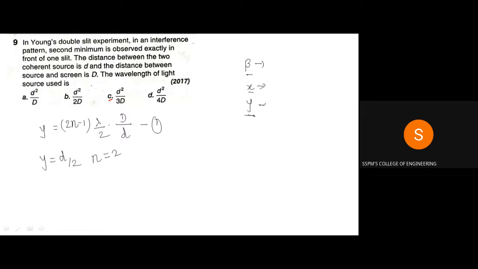Here it says second minimum. Which minimum? Second, means for n equals to 2. In Young's double slit experiment, in an interference pattern, the second minimum is observed exactly in front of one slit. The separation between the two slits is small d.